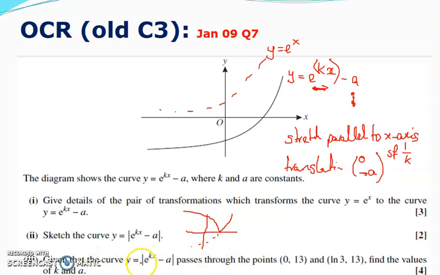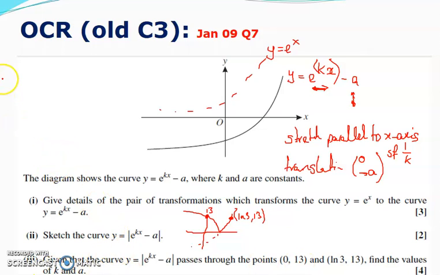Given that the curve, this one I've just done, passes through the points (0, 13), well they're telling me that's (0, 13) then. Okay, it's at 13. And also (log 3, 13). Alright, so there's another point over there, same height, so that's (log 3, 13). Find the values of k and a.